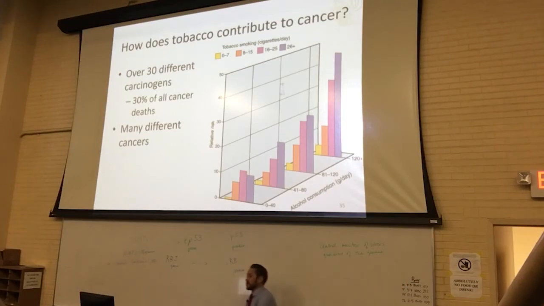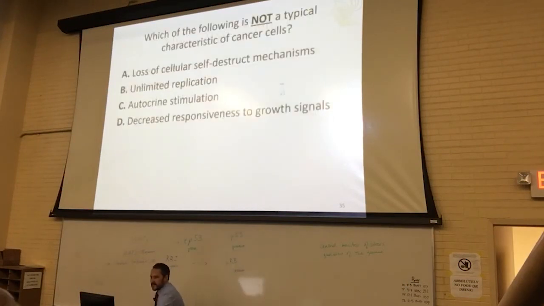All right, we're going to pause here. When we come back on, let's just answer this question: which of the following is not a typical characteristic of cancer cells? Loss of cellular self-destruct mechanisms, unlimited replication, autocrine stimulation, or decreased responsiveness to growth signals? D, decreased responsiveness. They have an increase in responsiveness.